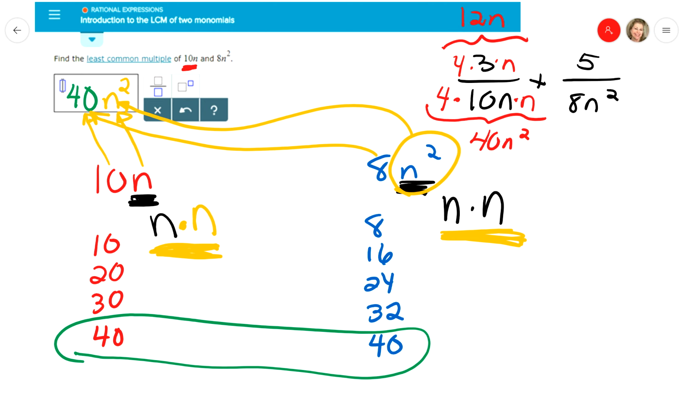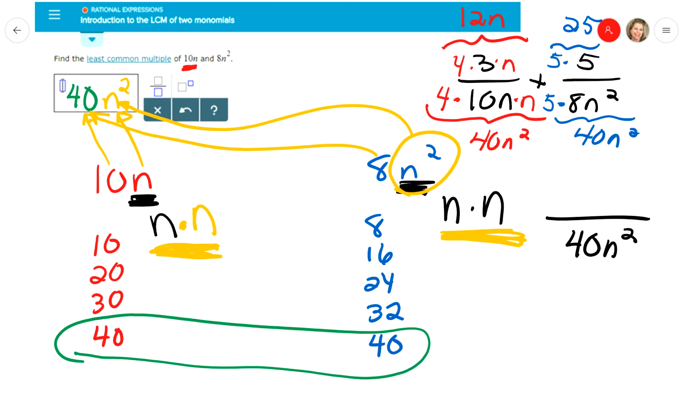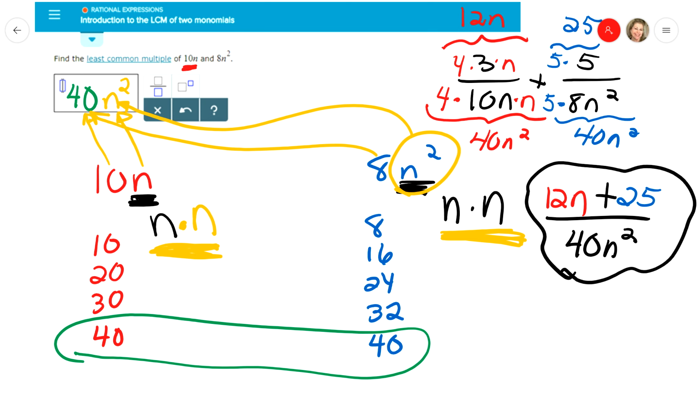And then over on this one, I've got the n squared. What I don't have is the 40, so I'd have to multiply 8 times 5 and the top 5 times 5. So now this denominator is a 40n squared, and the numerator is a 25. And now I can actually add the fractions. The denominator would stay the same, 40n squared, and then unfortunately my numerator, you would simply have to write it as 12n plus 25, because those two guys are not like terms. It's not pretty, but that's my answer.